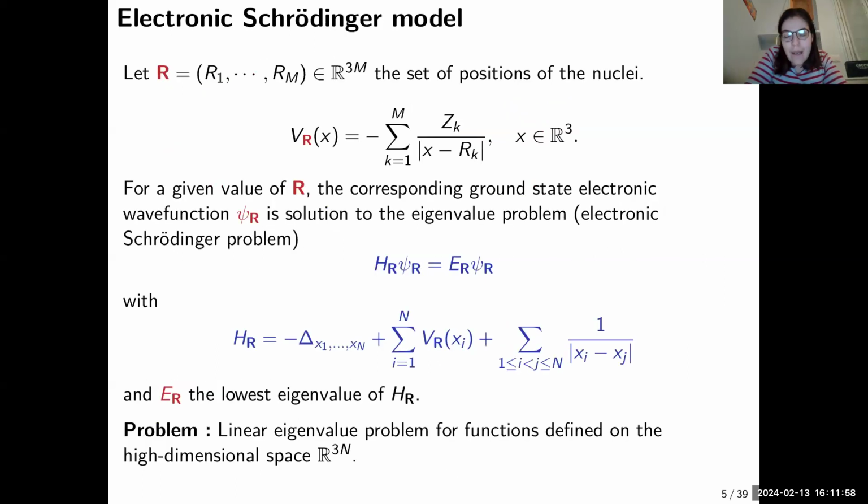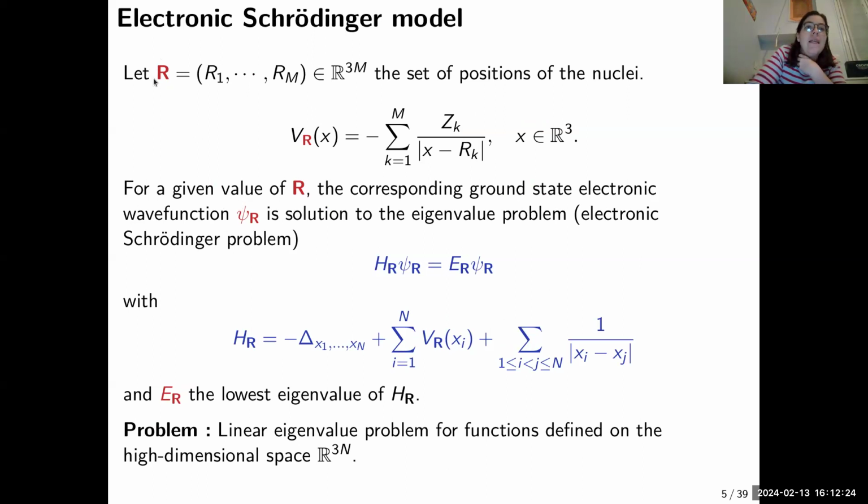Okay, so as I told you, what we are focusing on in this work is the ground state of the set of electrons in my molecule. That is to say, the state of the electrons that has the lowest possible energy within the molecule. And this ground state will be characterized by some wave function, here denoted by psi R, okay?